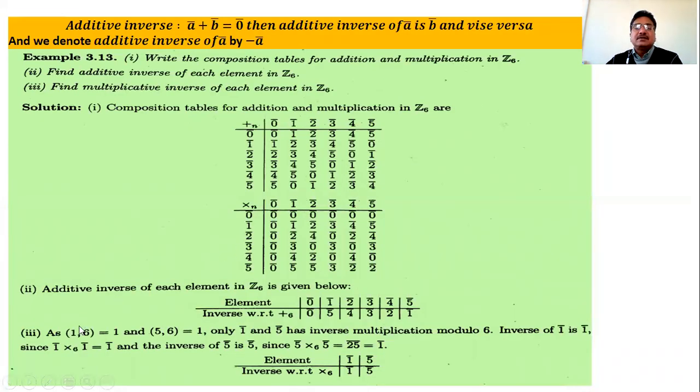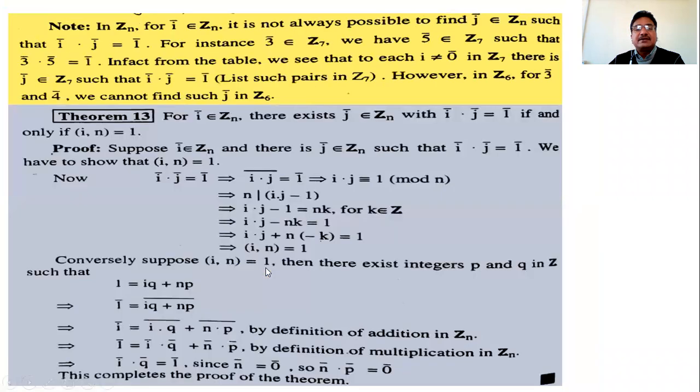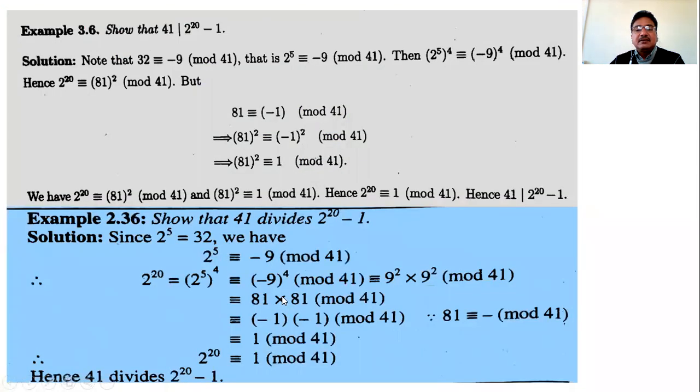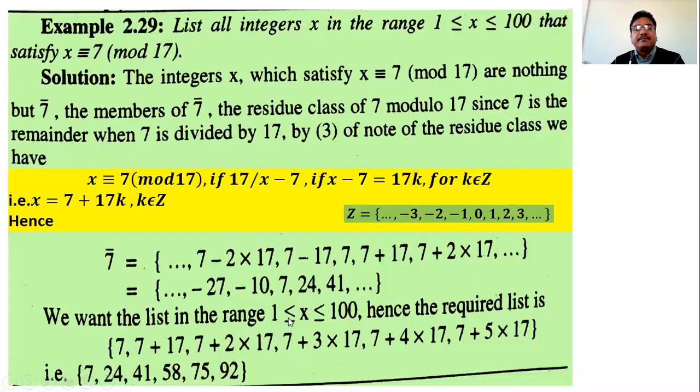So for the same question, find the composition table for Z6 and then write the additive inverse and multiplicative inverse of each element. The additive inverse of each element exists: when A bar plus B bar is 0 bar, then A bar and B bar are called additive inverses of each other. The additive inverse is denoted by minus A bar, and there is also the multiplicative inverse.